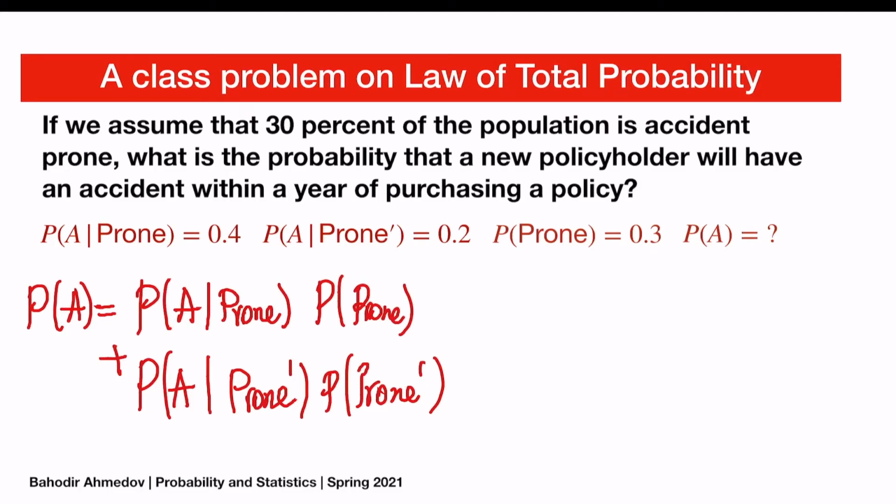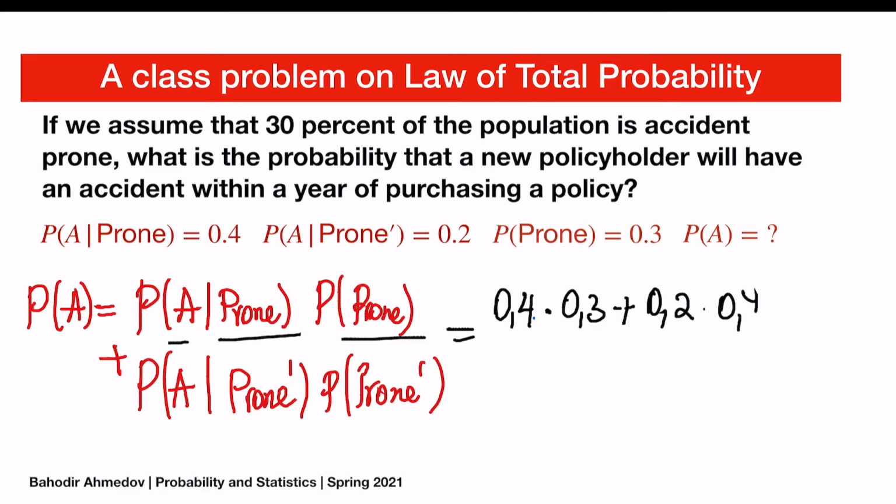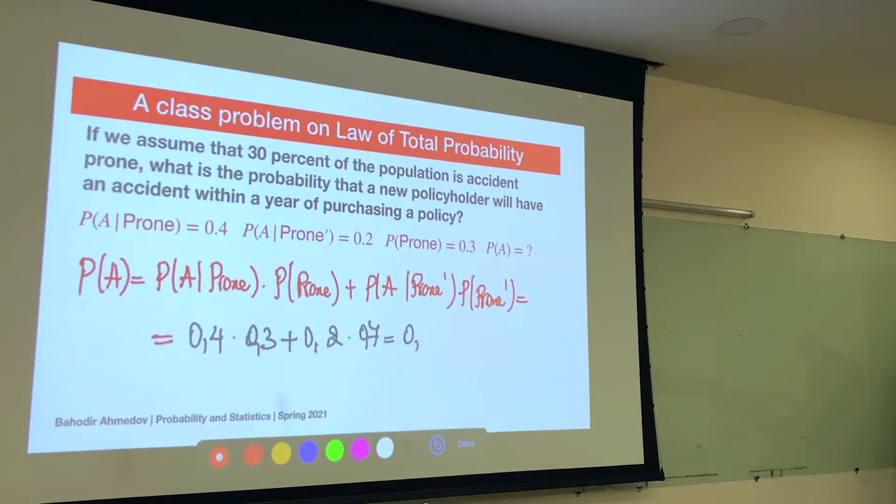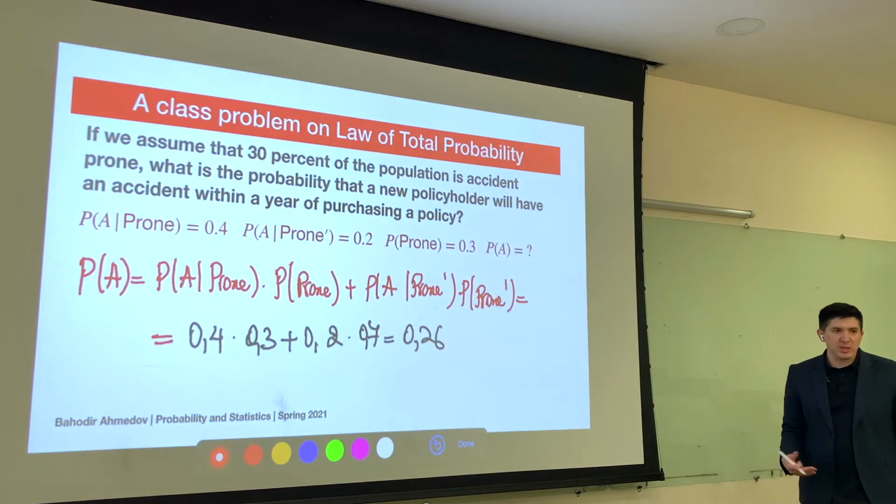So what is the probability of the first case? What is the probability of P of A given prone? 0.4 times 0.3, plus 0.2 times 0.7. It's going to be 0.26. Please remember this number because we need it.